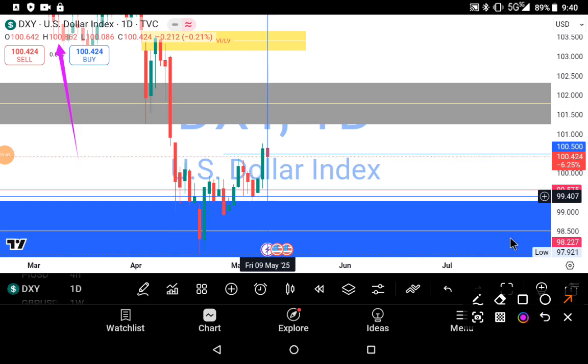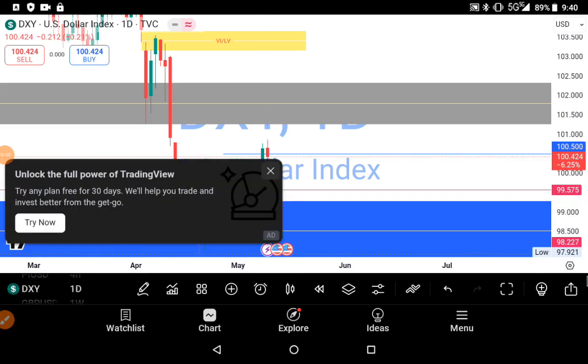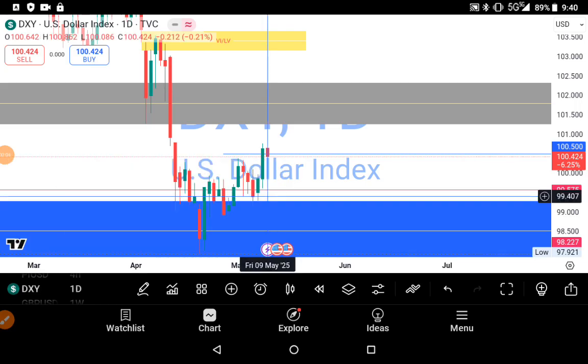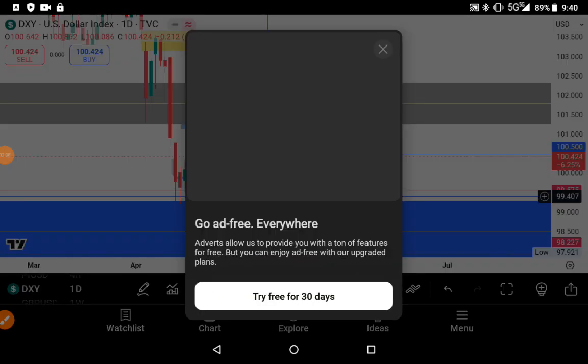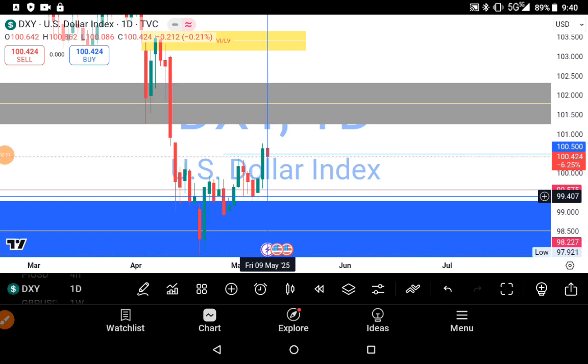Now going forward, I'll be expecting 100.500 to hold the price for it to deliver the 101 big figure. So my next target will be the 101 big figure, as long as 100.500 holds the price.